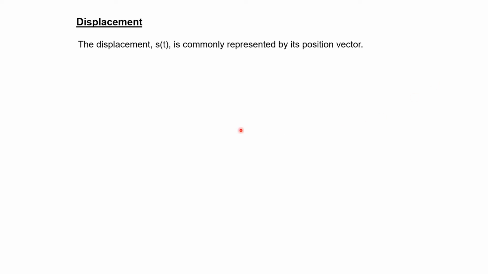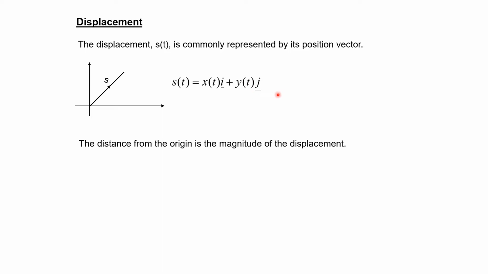Displacement, the first property, which is known with the symbol s, is normally represented by its position vector as this. Okay, and s is in terms of x and also component y. This is relating to parametric functions. i is attached to the x-axis, and the coefficient of j represents the y-axis. The distance from the origin is the magnitude of displacement.